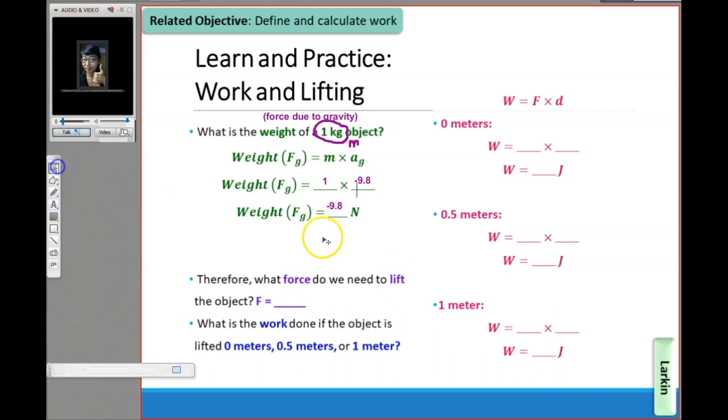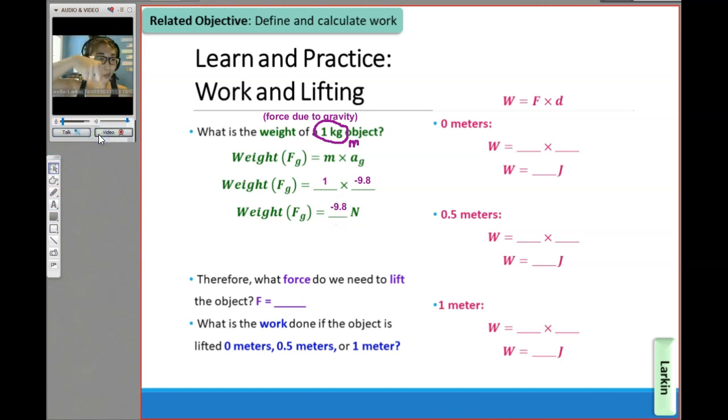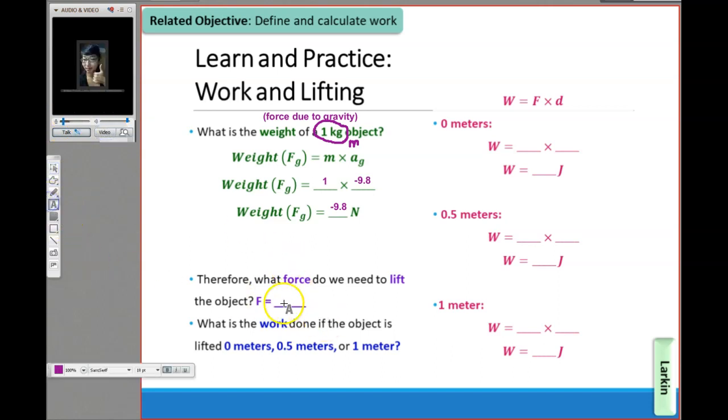There we go. So that being said, if we have an object that weighs negative 9.8 newtons going downwards, what amount of force would I then need to counter that and lift it upwards? So if the object has negative 9.8 newtons going down, what do I need to lift it up? Go ahead, tell me in the chat box. This is not a trick question, all right? This should be pretty easy. If it's negative 9.8 going down, what do I need to do to balance it off and go up? Yeah, we need positive 9.8, exactly. So the force we need for our object is going to be a positive 9.8 newtons going upwards.